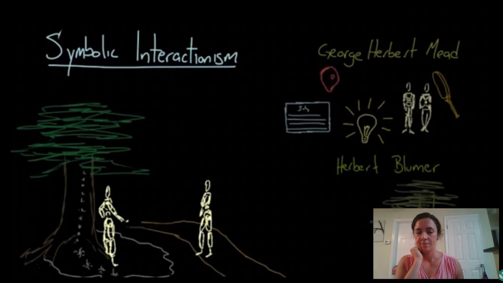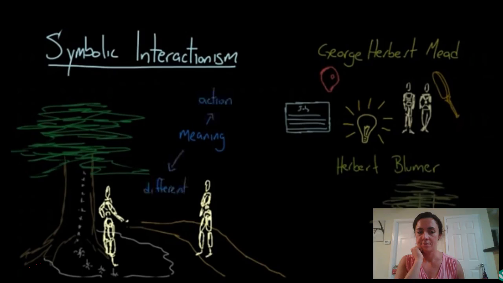So let's sum up the three central ideas of symbolic interactionism. They are that action depends on meaning, that different people assign different meanings to things, and that the meaning of something can change. But there are some criticisms of symbolic interactionism as a theory, because it doesn't ask the same questions as the large-scale sociology theories do.